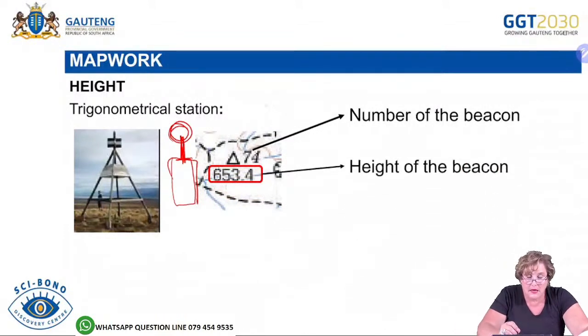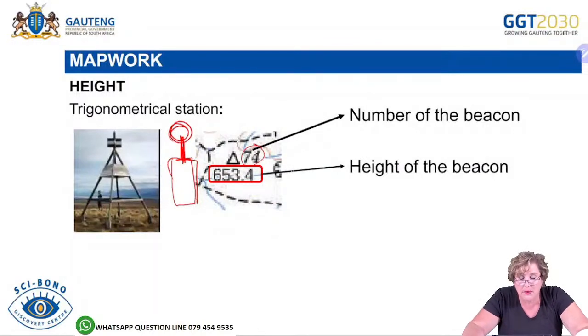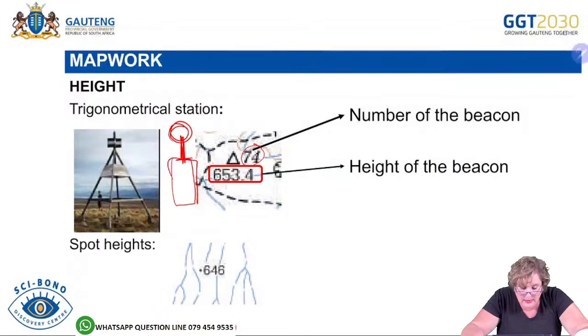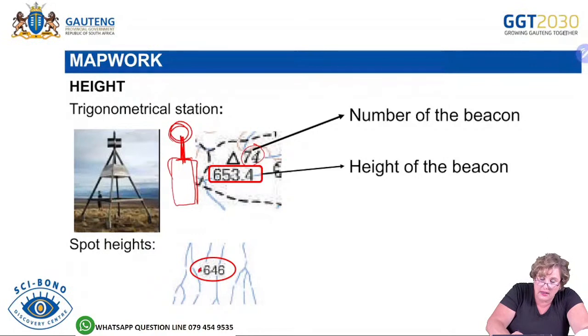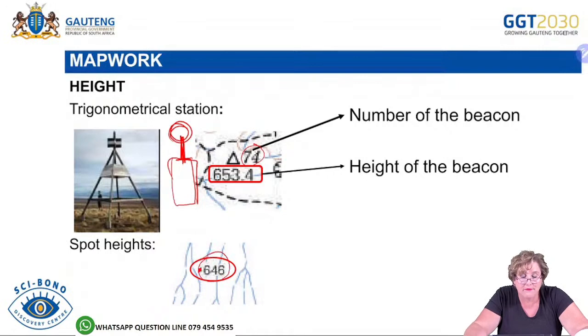This one is telling me trigonometrical beacon 74 is 653.4 meters above sea level. So that specific trig beacon 74 is 653.4 meters above sea level. The second one is in the form of a spot height. A spot height is a dot with a number, like in that case. In this case, it says at that dot, this area is 646 meters above sea level.